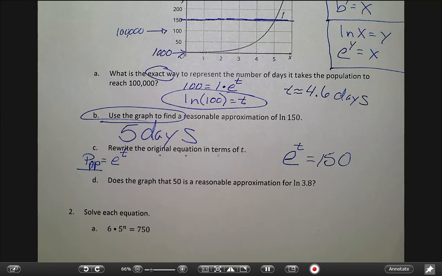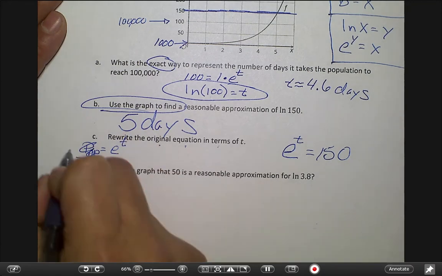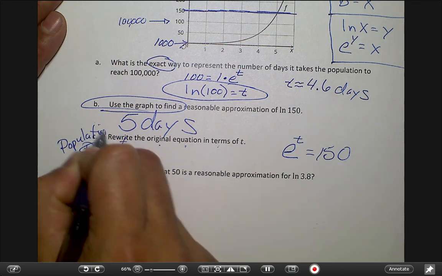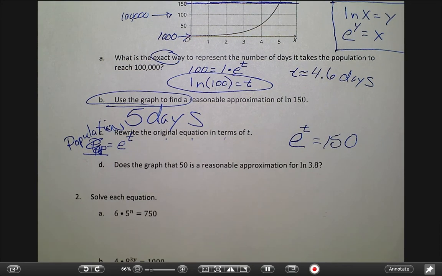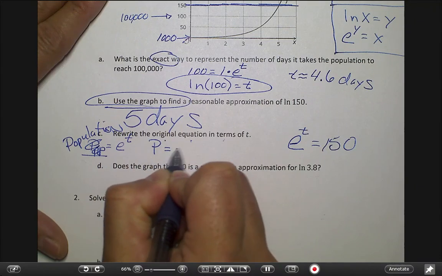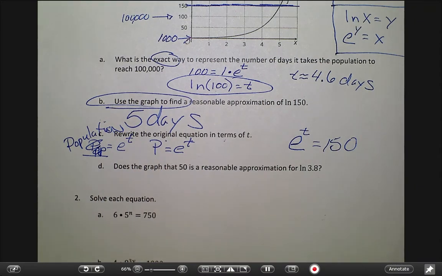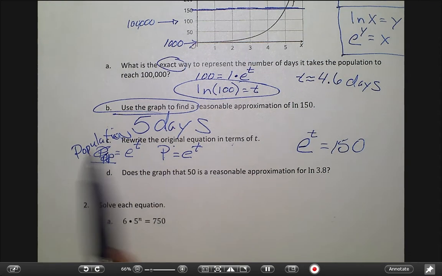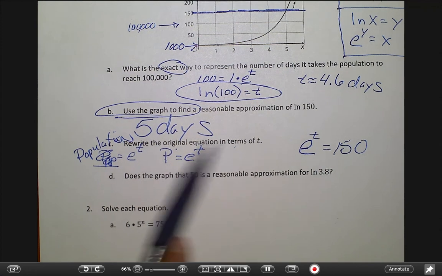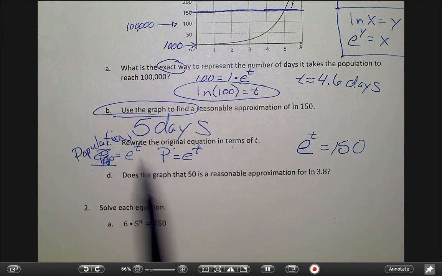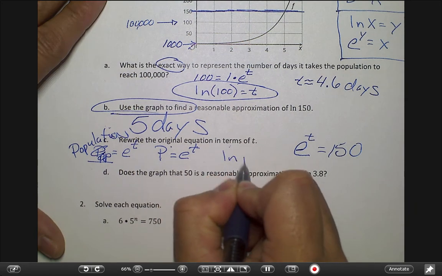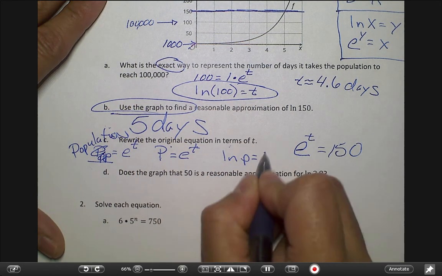So it is my population. So I'll rewrite it again. So P equals e to the t. Now, I'm just saying this is like this because I'm using P for population right here. So if I'm going to rewrite it in terms of t, I'm going to ln both sides. Right. So it's going to be the ln of my population is going to be equal to my time.